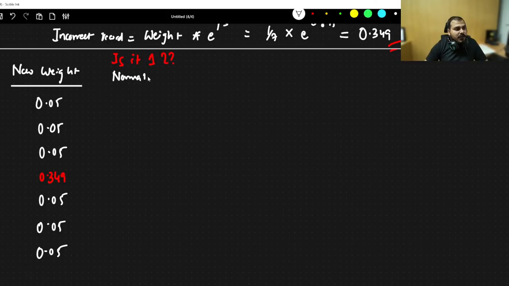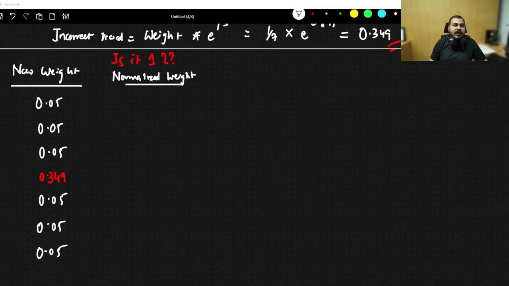Now, in order to find out the normalized weight, what do I have to do? Think of it. Because the entire summation should be 1, we have to normalize.